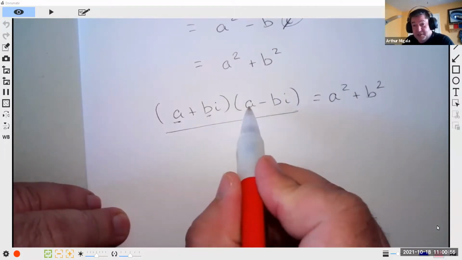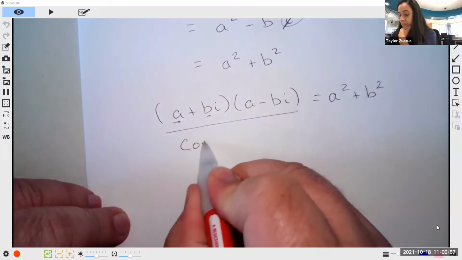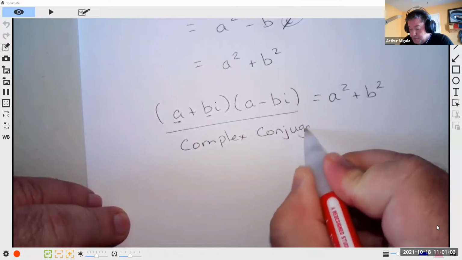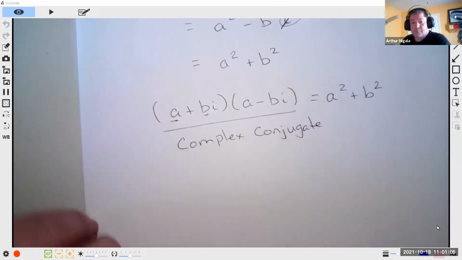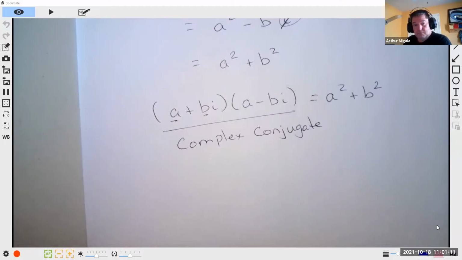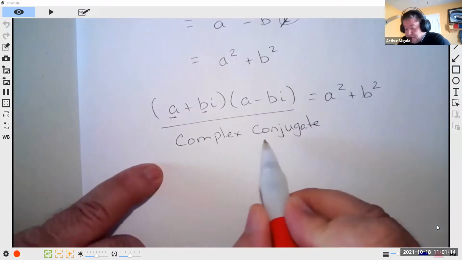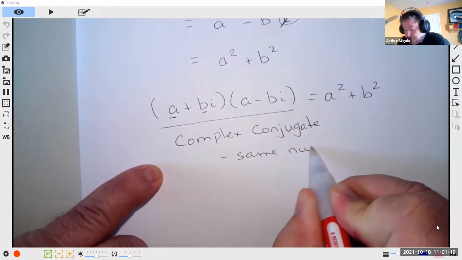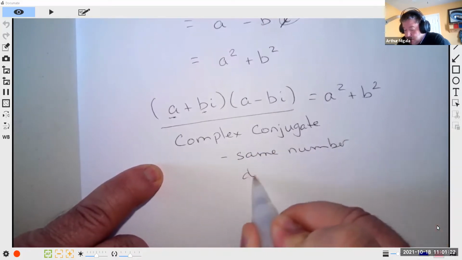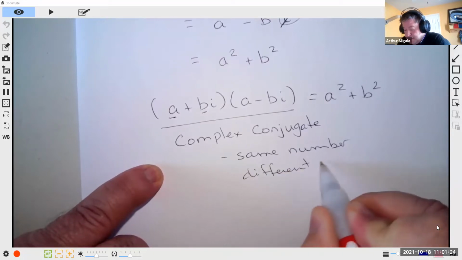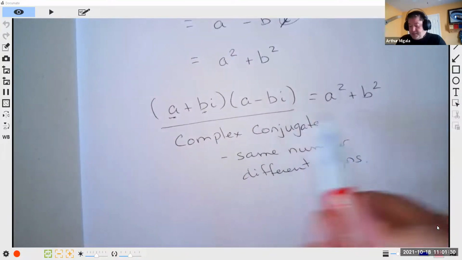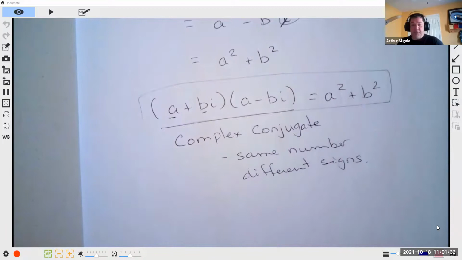This has a name. Whenever you have the same numbers, different signs, it's called a complex conjugate. A complex conjugate is same numbers, different signs. So this is the shortcut whenever you have complex conjugates.